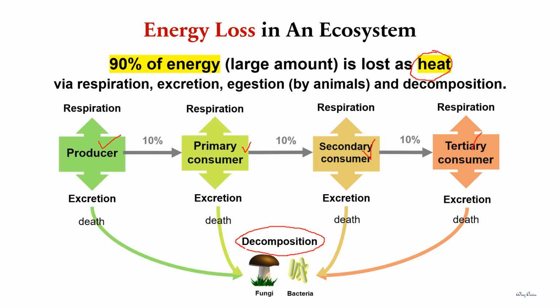And some organic non-living materials, such as waste or feces, are produced through the process of egestion, if they involve the animals in the primary consumer, secondary consumer, and tertiary consumer. So the egestion process can contribute to decomposition as well.